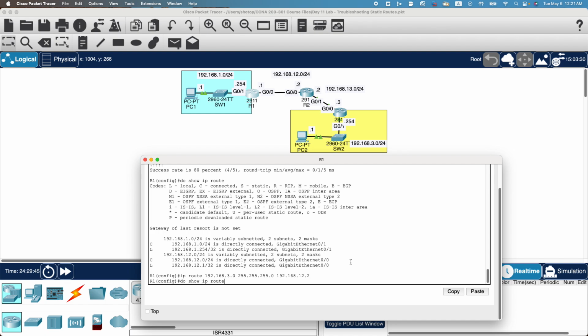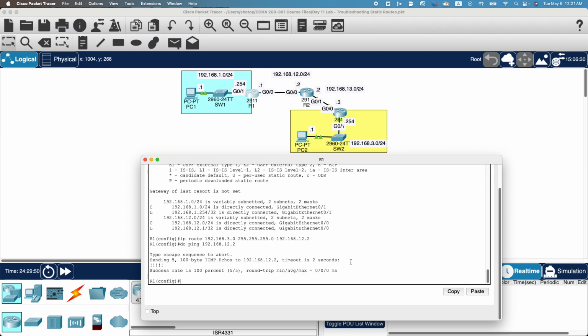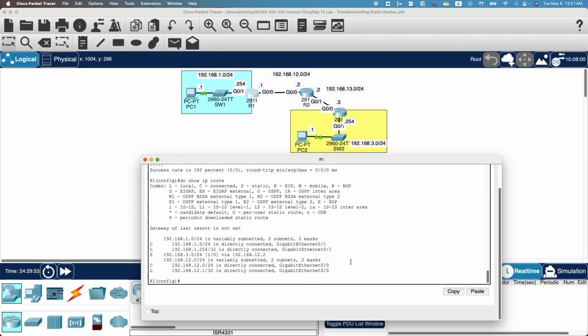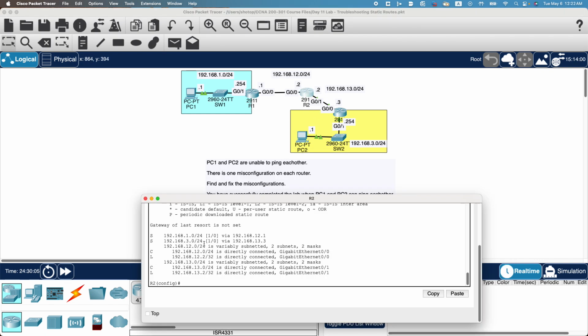Can I still ping? So that too. I can still ping. Do show ip route. I got my static route via. All right, that's looking pretty good. From R2's perspective, it can get to .12 because it's directly connected. It can get to .13 on its 0/1 interface, and .12 on its 0/0 interface. So it's got directly connected routes to .12 and .13.